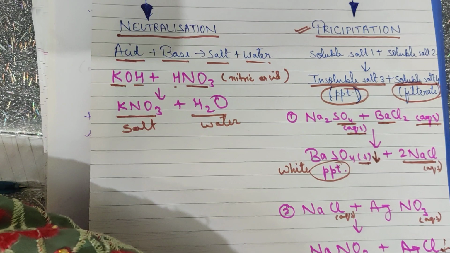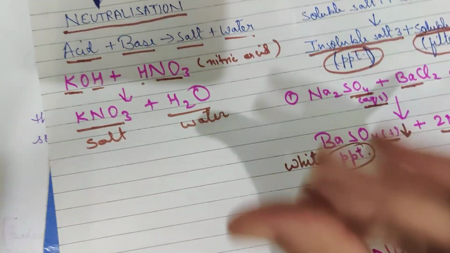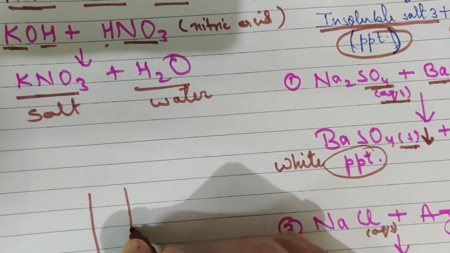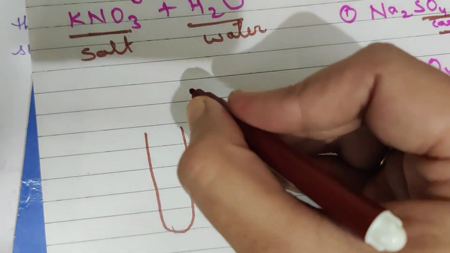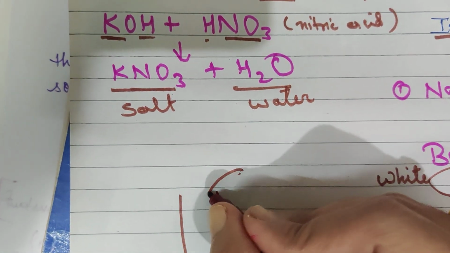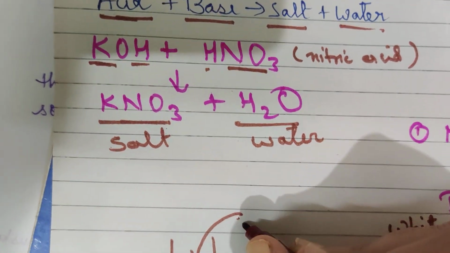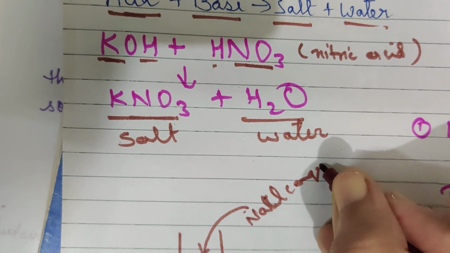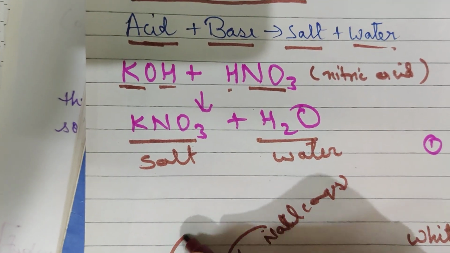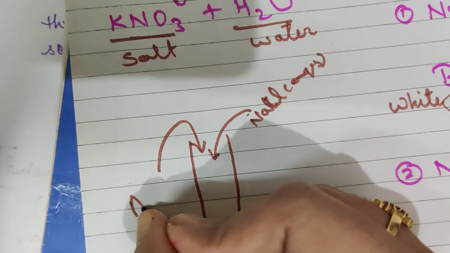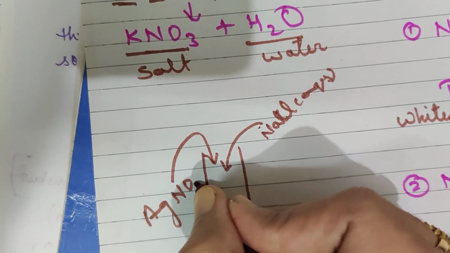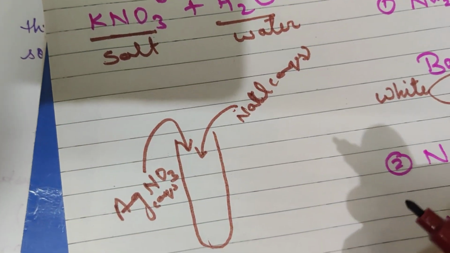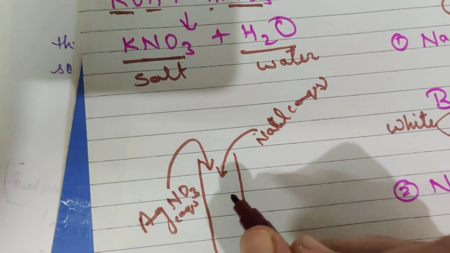Let me explain you with the help of a diagram. Suppose I take a test tube, and I am adding two soluble salts to it. I have added NaCl solution, that is aqueous, and another solution, that is AgNO3 solution. This is again aqueous. So these two solutions I have added together in a test tube. What will be the observation?